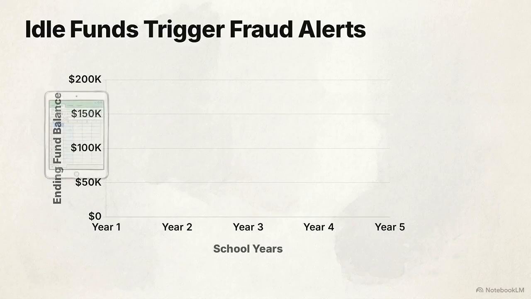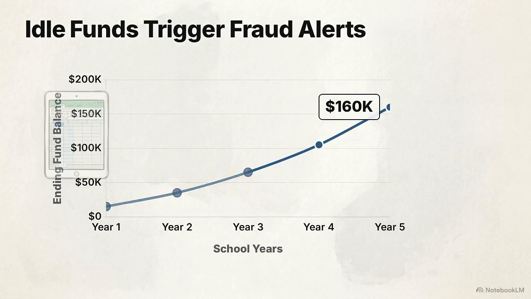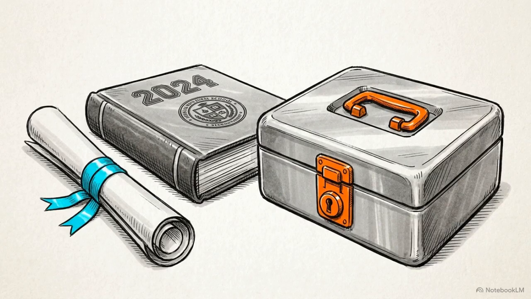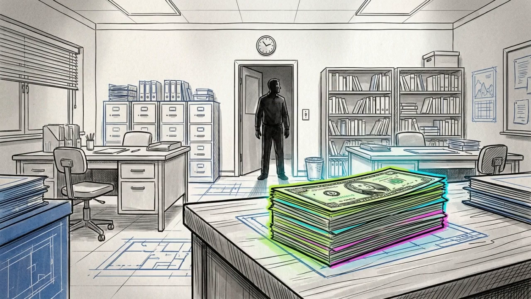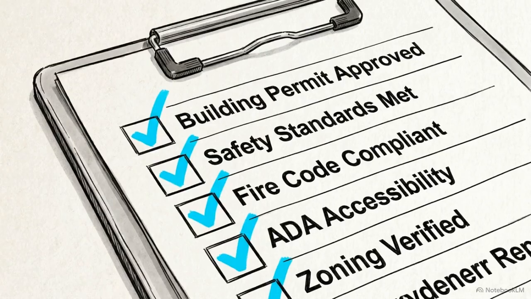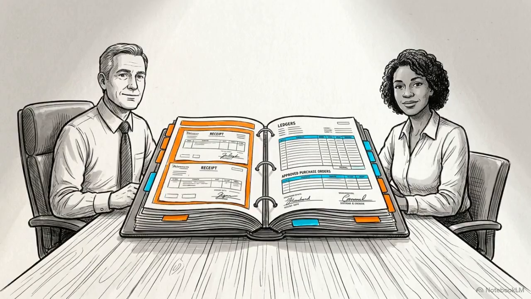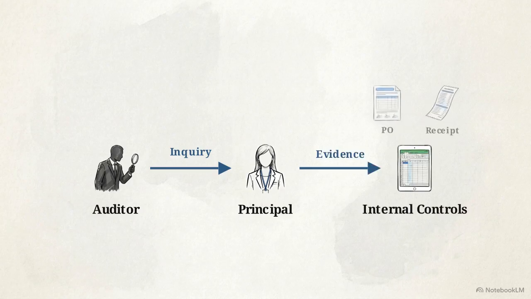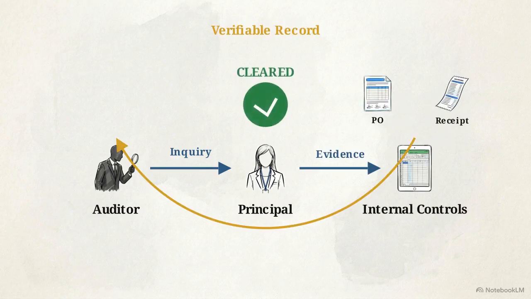This line graph highlights another hidden danger: excessively large ending fund balances. When accounts accumulate excess money year over year, it triggers a fraud alert for auditors. Hoarding funds violates the core principle that money raised by current students must be spent to benefit those exact current students. It also creates a massive temptation for internal fraud. Internal controls are not bureaucratic red tape. They are the only verifiable mathematical defense a principal and advisor have when faced with accusations of financial impropriety. Strong internal controls protect innocent staff and students from false accusations by providing a verifiable record of all transactions.